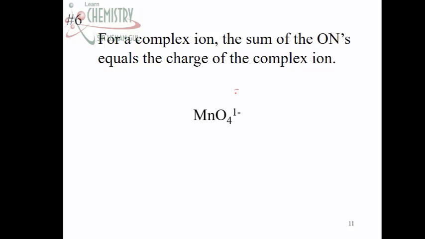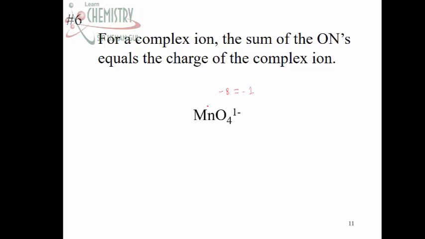So initially I will write -1. After that I will write the oxidation number of the known element. Right now I know the oxidation number of oxygen. The oxidation number of oxygen is -2 and there are 4 oxygens. So I will write -8.